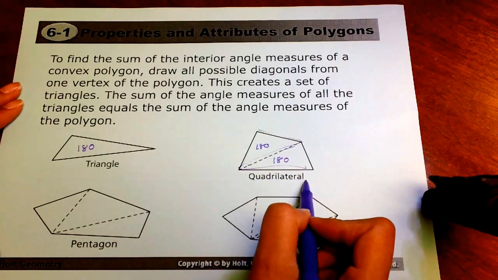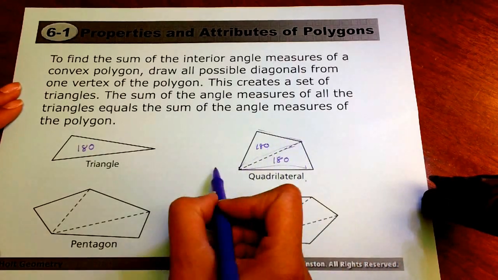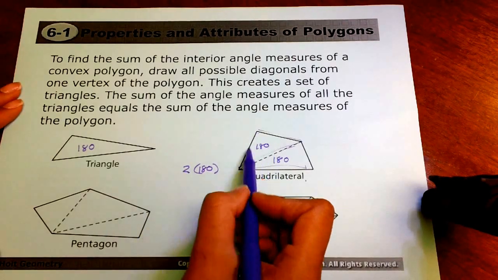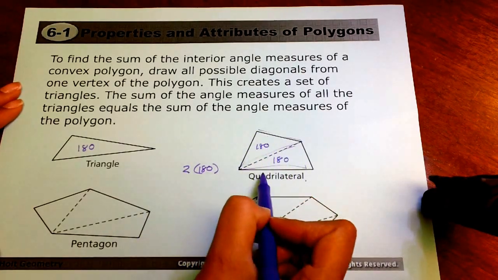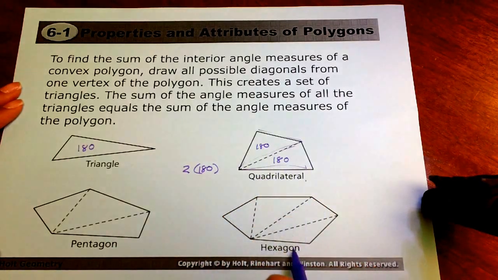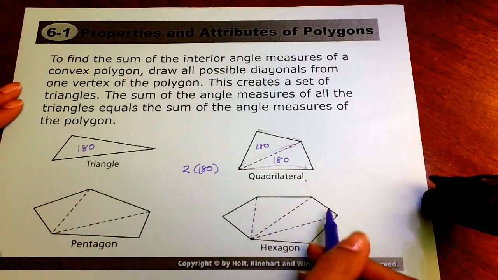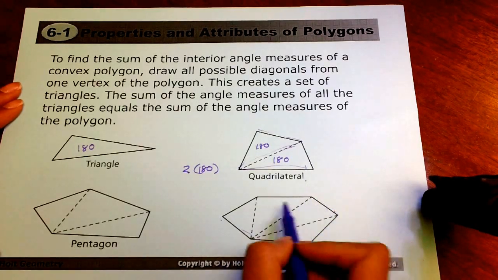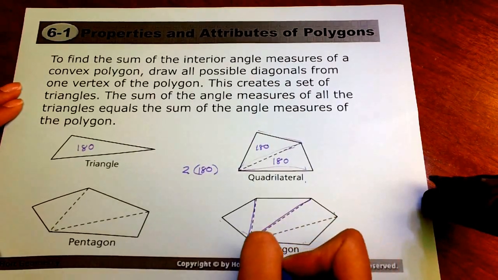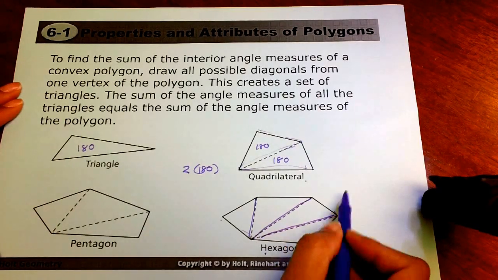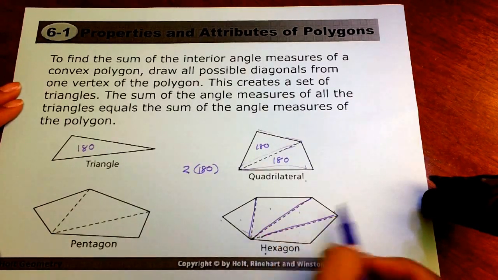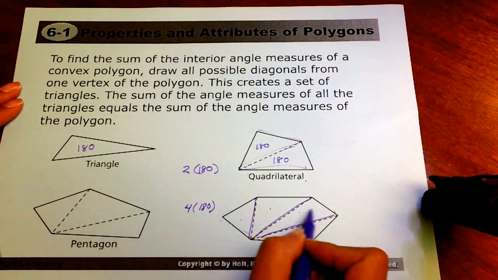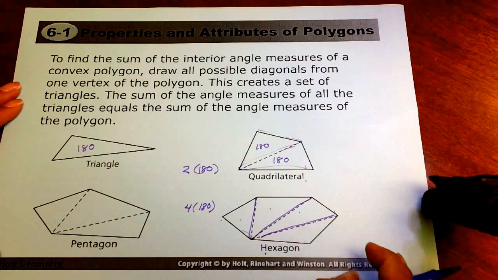So for a quadrilateral, I would multiply 180 times 2, and you'll see this on the next slide, to find out the total sum of all the angles within that shape. Same thing with the hexagon. So I have 1, 2, 3, 4, 5, 6 sides. That's why it's a hexagon. And then I create triangles drawing in all of the diagonals. And that creates 1, 2, 3, 4 triangles within. So I would multiply 4 times 180 to figure out what the sum of those angles were.